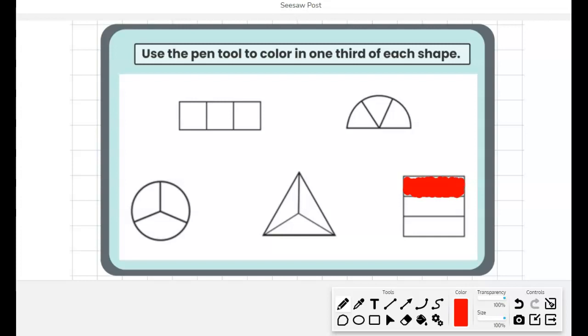Get some practice with different shapes coloring in your thirds.